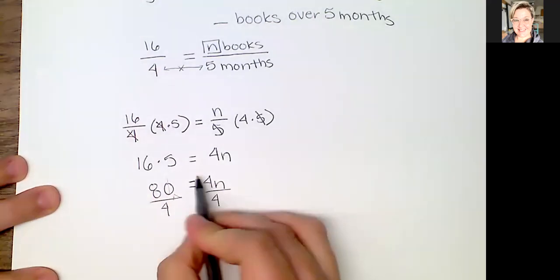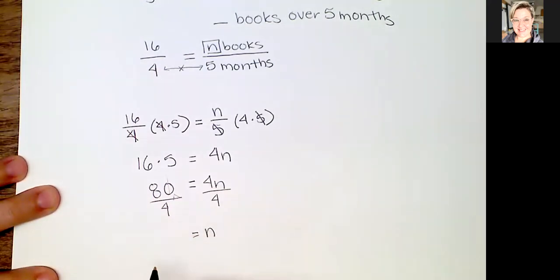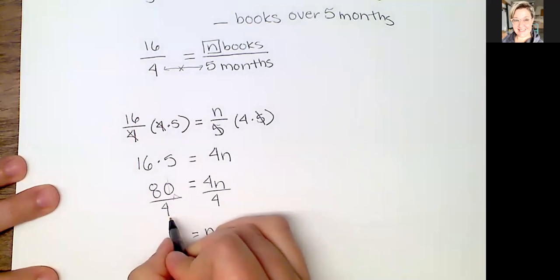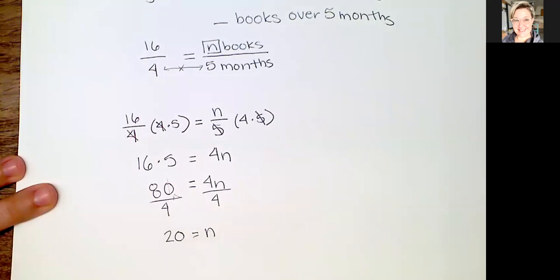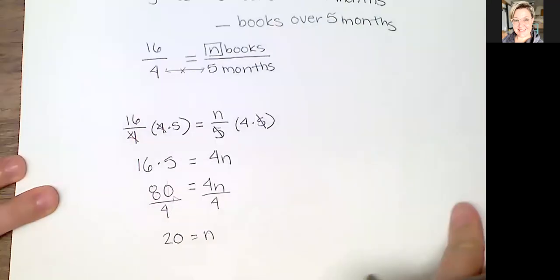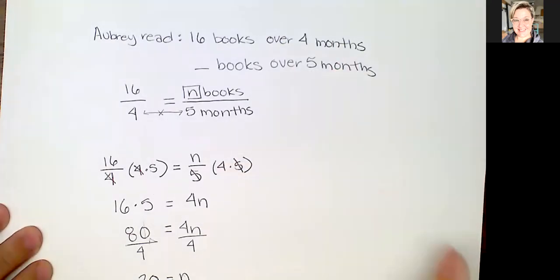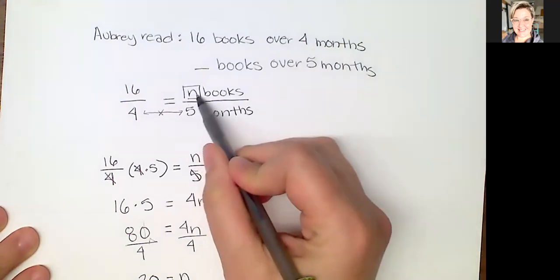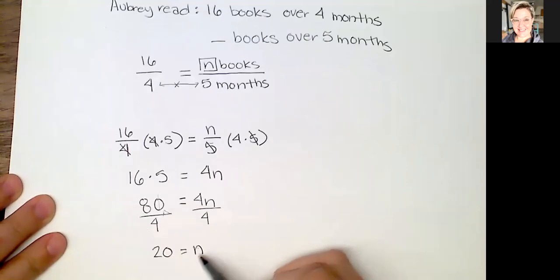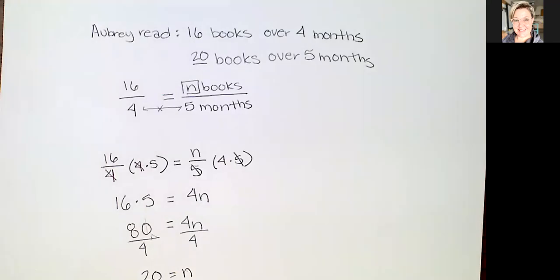So on the right side, we've canceled everything out and moved it all over to the left, so all we're left with is n. But on the left side of the equal sign, now we have to divide 80 by 4. And 80 divided by 4 is 20. So now we can go back to our original, when we were looking at 16 books over 4 months. Now we know this n number that we were looking for is 20. We can do all that math and figure out that she will read 20 books over 5 months if she's read 16 books over 4.